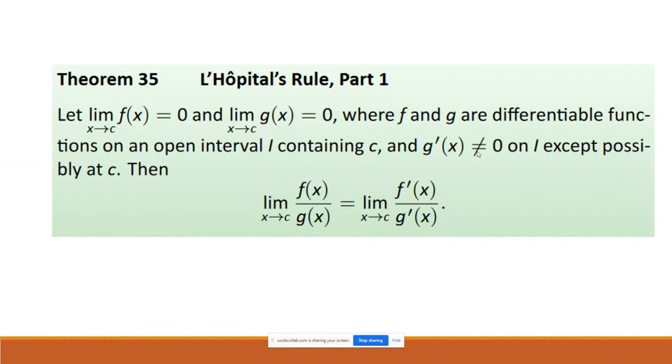So this case is the 0 divided by 0 case. Suppose the numerator approaches limit 0, and the denominator approaches limit 0. Then we can simplify the limit calculation. Instead of calculating the limit of f of x divided by g of x, we can calculate the limit of f prime of x over g prime of x.